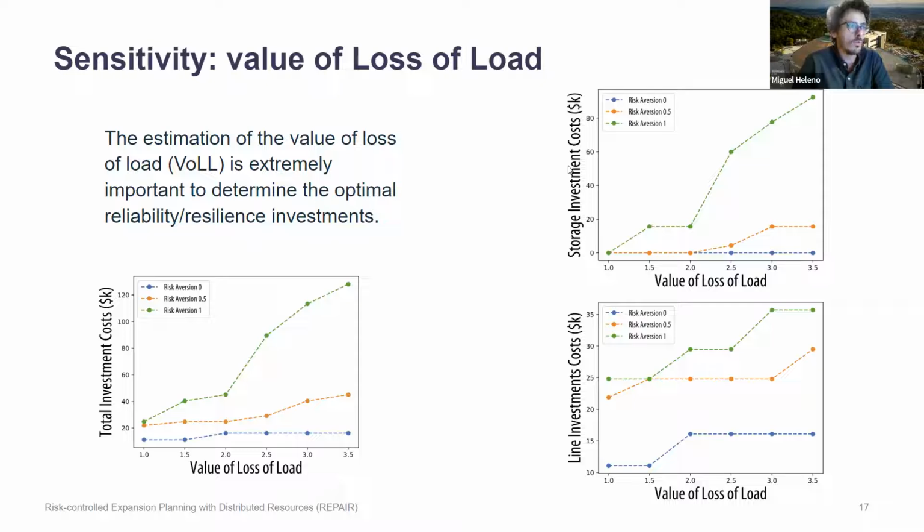The same thing happens when we disaggregate by storage and line investments. When we value the outages more, we're going to have more costs, meaning more investments in lines and more investments in infrastructure to hedge against what can go wrong.